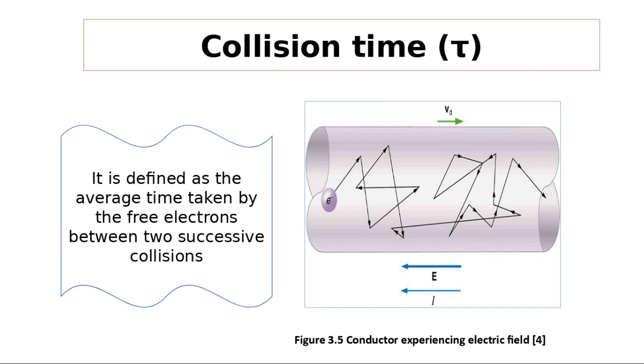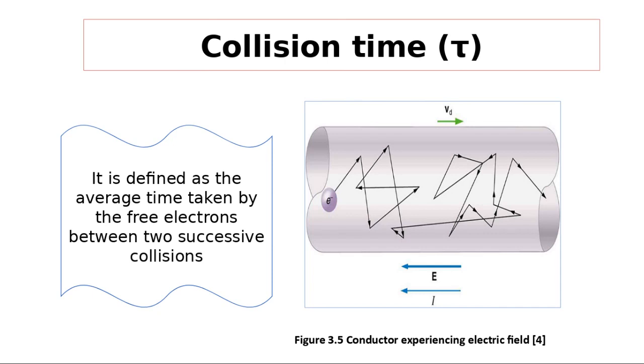Okay, so this is the collision time. Now we are talking about the classical theory of free electrons, and we are saying these electrons are free, but there are collisions that take place inside the metal, and we know that no two electrons collide at the same time.